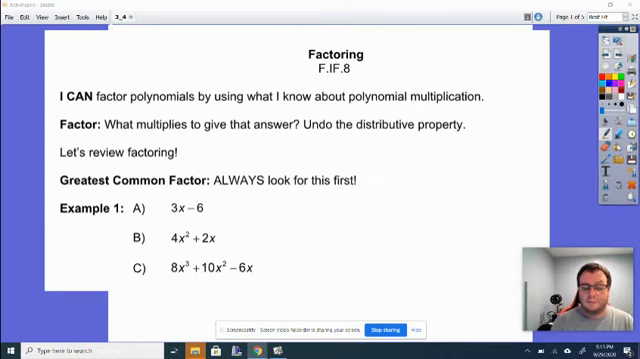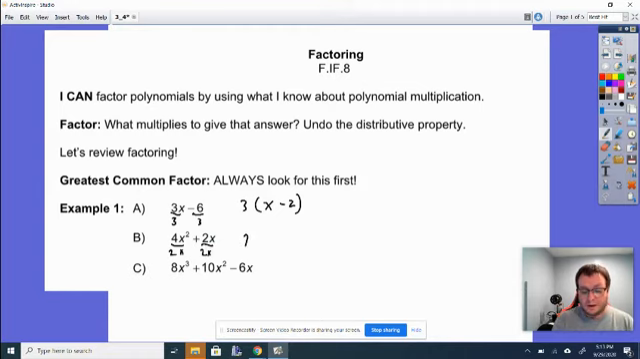So looking at that, remember greatest common factor is just what you can divide every part by. So in this case, 3. 3 goes out front because that's what we divided by, and then x minus 2. For the next one, I can divide each of these by 2x.